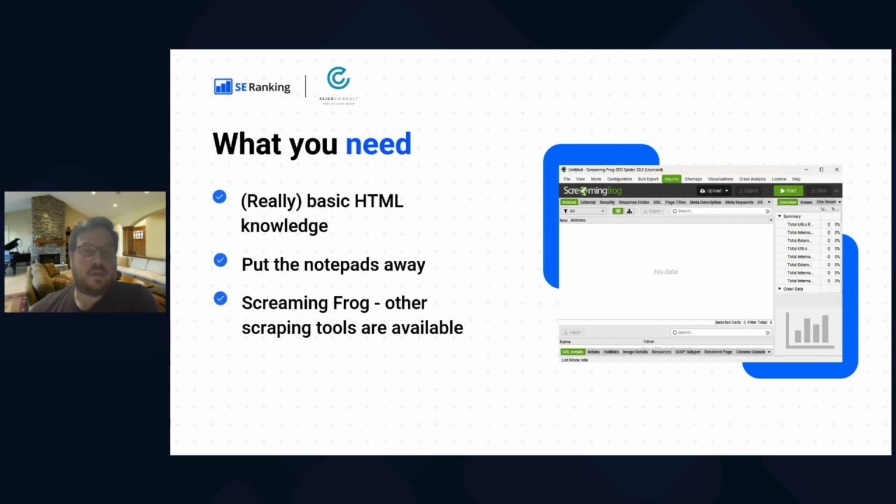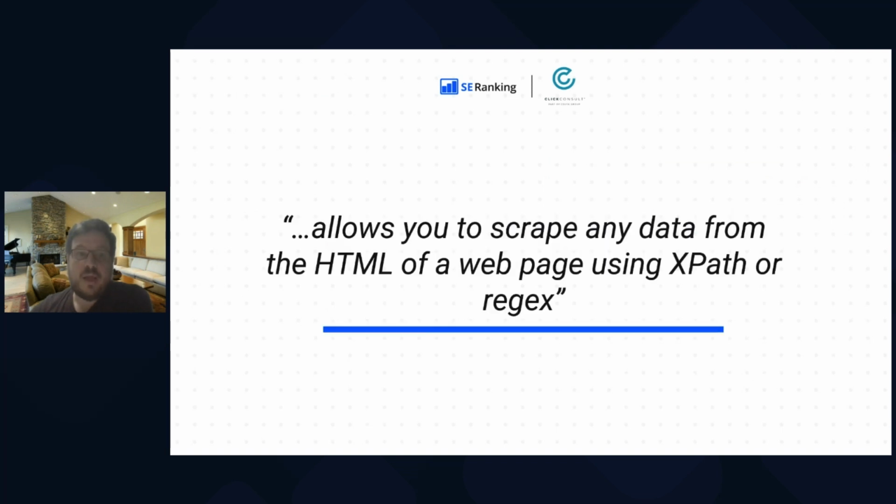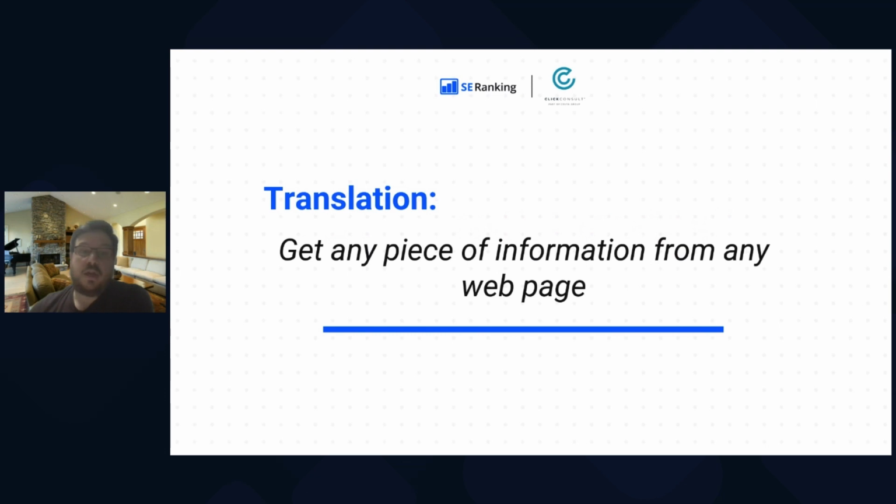And I will be focusing on Screaming Frog. There are other scraping tools available, but Screaming Frog is the most popular, so I'm going to focus on that one. So I'll start at the very beginning, and that is, what is a custom extraction? According to Screaming Frog, a custom extraction allows you to scrape any data from the HTML of a web page using XPath or Regex. The translation of that is, you can get any piece of information from any web page in bulk, which is a really powerful tool if you know how to use it correctly.